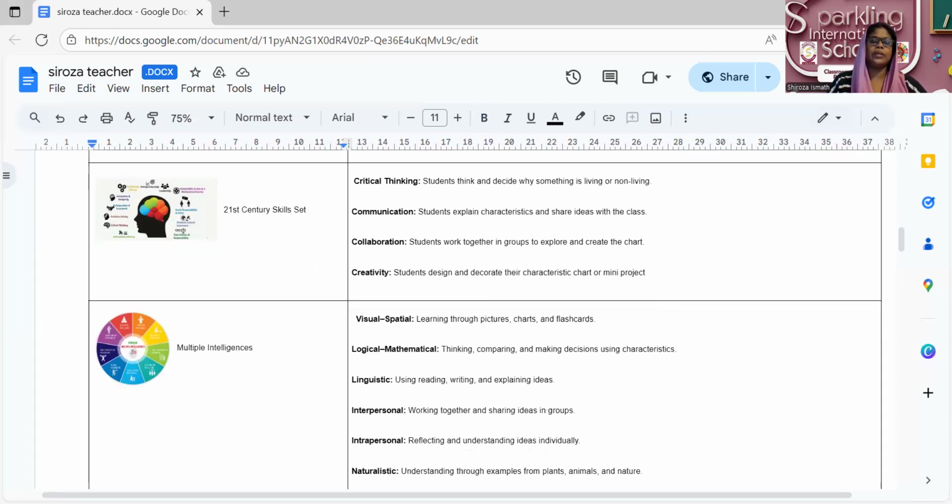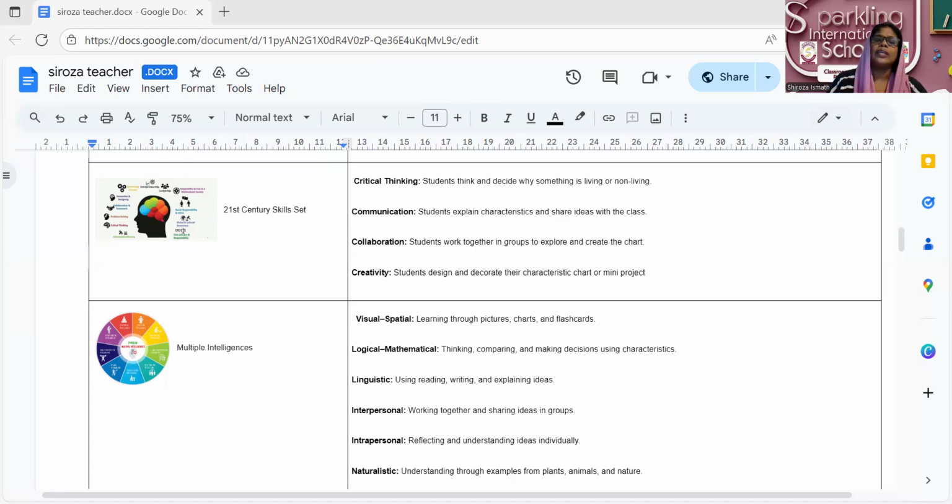That is my Bloom's taxonomy, and how it connects with my lesson plan. Now let's see 21st century skills and how they connect with my lesson plan. Critical thinking: students divide living things and non-living things. Communication: they explain, participate in discussions, and give the presentation. Collaboration: they made the poster as a group activity.